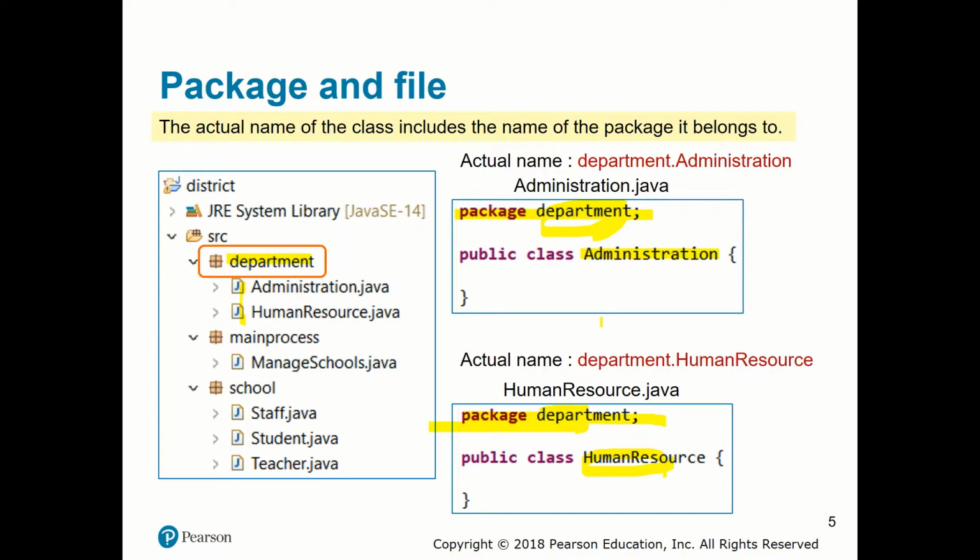And in fact, the actual name of the class is package.classname. So this is very important. The actual name of the class includes the name of the package it belongs to. So package is very important in Java programming. The name of the Scanner class is Scanner, but the actual name of the Scanner class is java.util.Scanner, because java.util is the package that has the Scanner class.